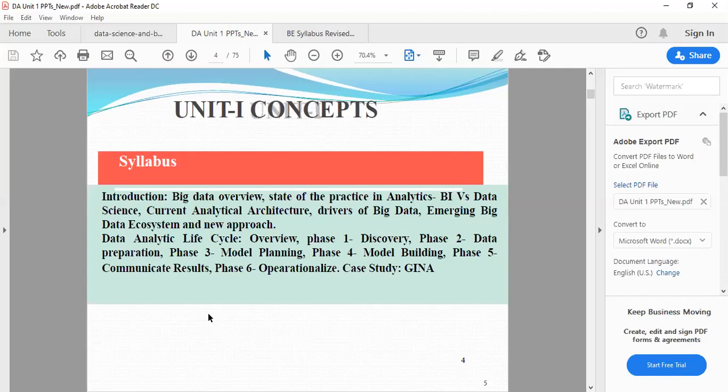The sixth point is the data analytics life cycle, which consists of 6 phases. And the last one, there is one case study, GINA. We will see each and every point one by one.